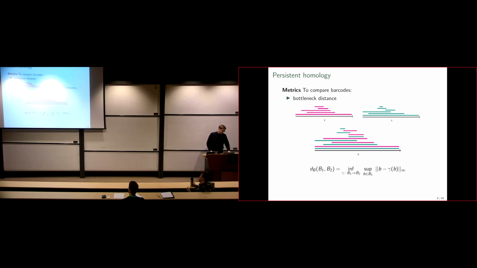Formally, this is an optimization problem formulated mathematically, but it essentially just says that you want to match as well as possible. And this is a distance on the set of barcodes that you can use to show this stability. So in words, we minimize the worst matching over all matchings of these two barcodes, which are referred to as B1 and B2.